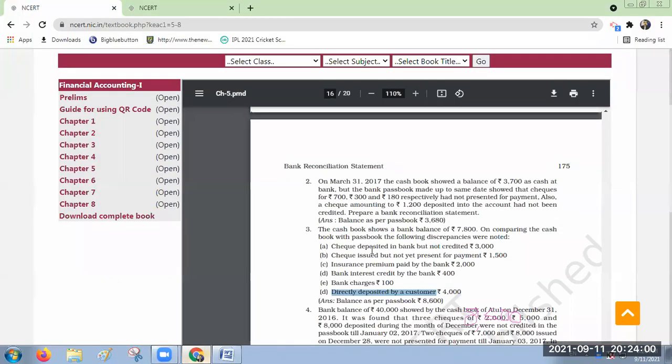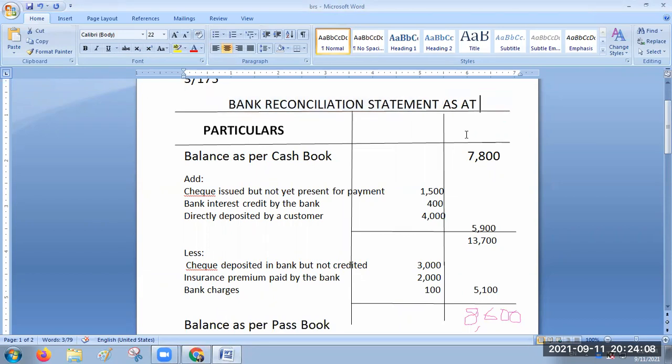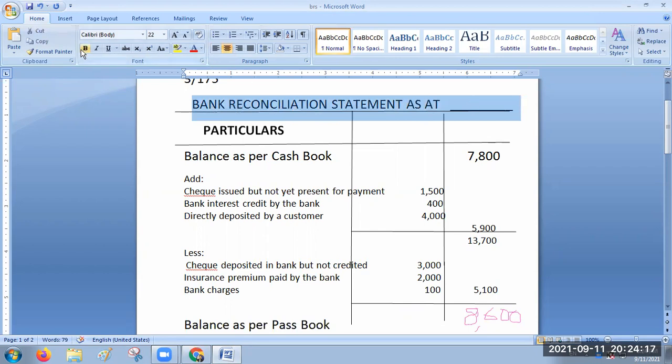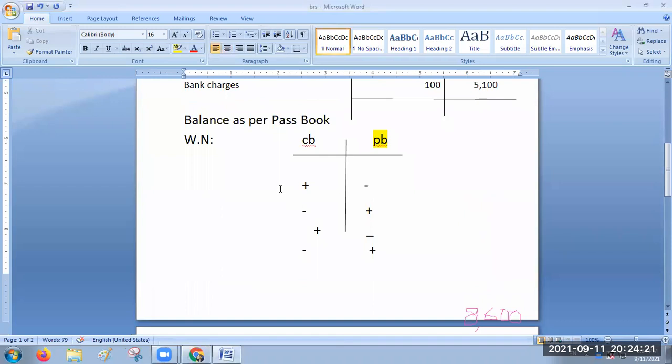Any date is given in the problem? Date is not given, no? So simply balance, bank reconciliation statement. As date is not given, you just remove it. You just put dash. That's all. Did you understand? Yes, sir. Understood. Easy, know this? Yes, sir. Easy.